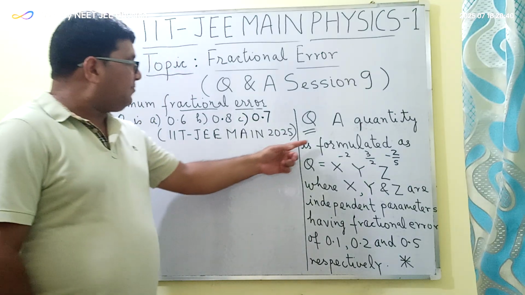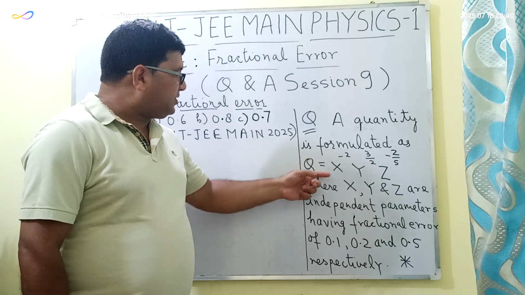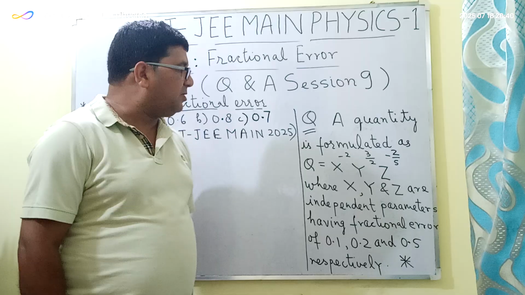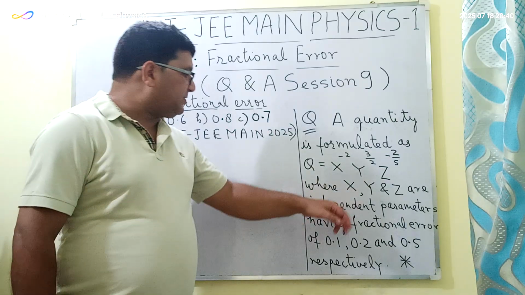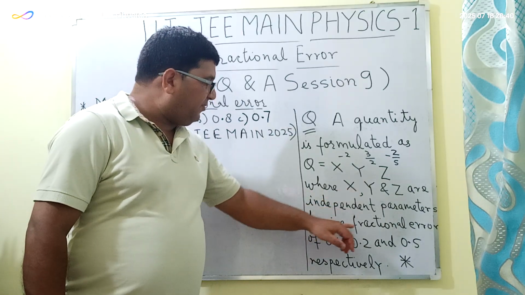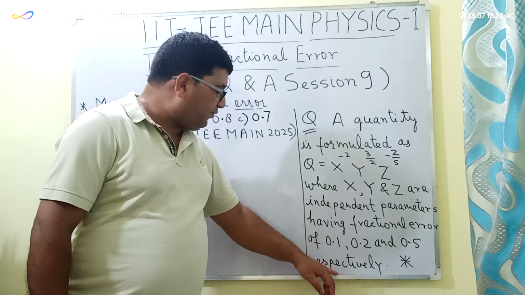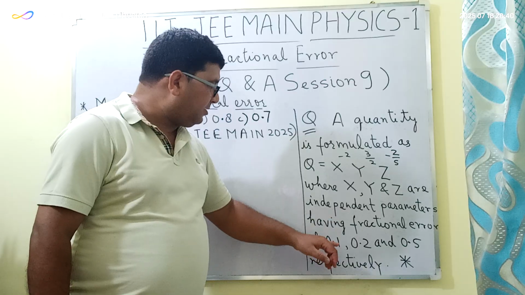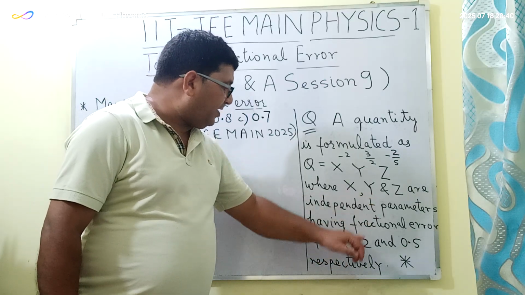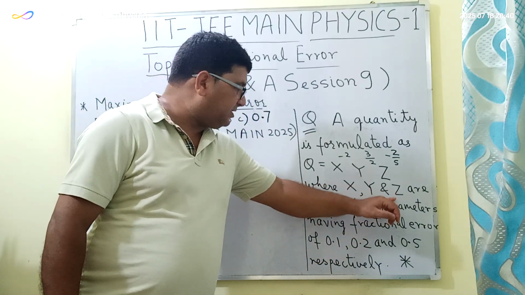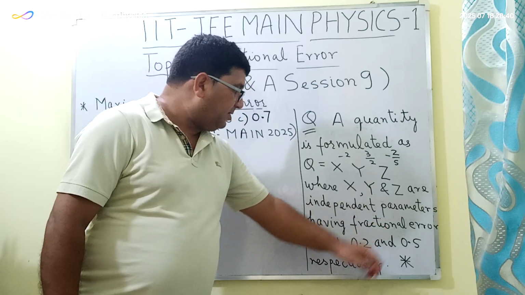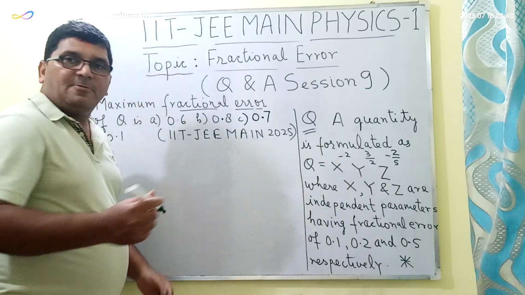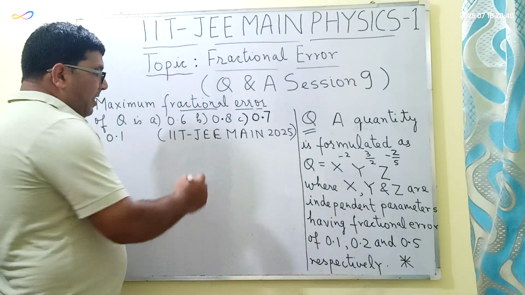So the question here is, quantity q is formulated as q is equal to x to the power minus 2 into y to the power 3 by 2 into z to the power minus 2 by 5, where x, y, z are the independent parameters having fractional error of 0.1, 0.2 and 0.5 respectively. So the fractional error in the measurement of x is 0.1, the fractional error in the measurement of y is 0.2 and the fractional error in the measurement of z is equal to 0.5. So fractional error is basically the other name of relative error.